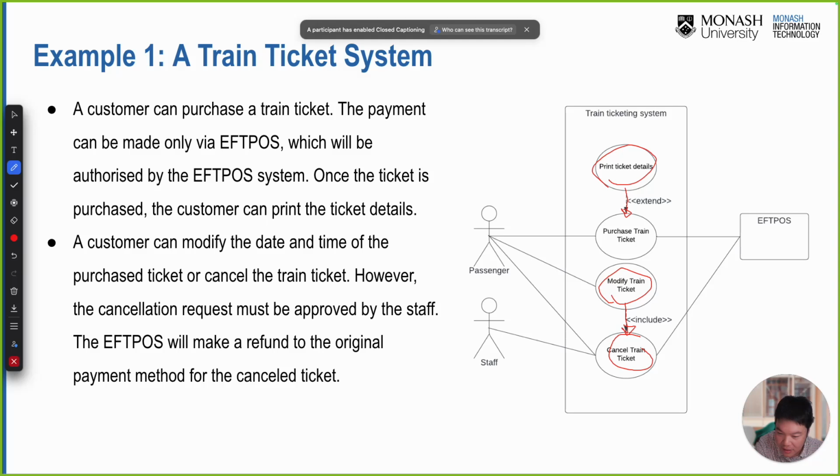I'll try to check the questions in the Zoom chat one by one. Yep. Why does the extend arrow point to the purchase train ticket? Okay. So as I mentioned before, this is the language defined by the UML diagram. So I'm not really sure why that is. But for the extend, the arrow will point towards the main use case. Differently, for the include, it points outwards. Okay. Yep. So in summary, extend means an optional relationship. Yes, whereas include is mandatory. Yes, you're right. Yep. Thank you.